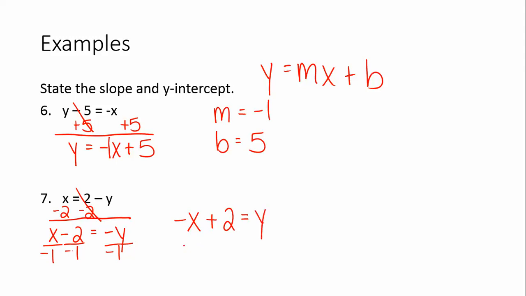Now I'm going to rewrite it just so that the y is on the left. So we have y equals negative x plus 2. My slope then is a negative 1, similar to problem 6, and my y-intercept is a positive 2. Make sure you study that problem for a few minutes and you really understand why we solved the equation the way we did and why we divided by negative 1.